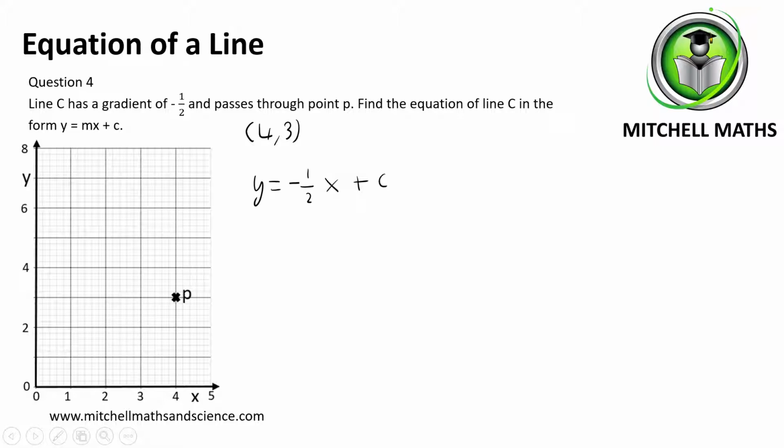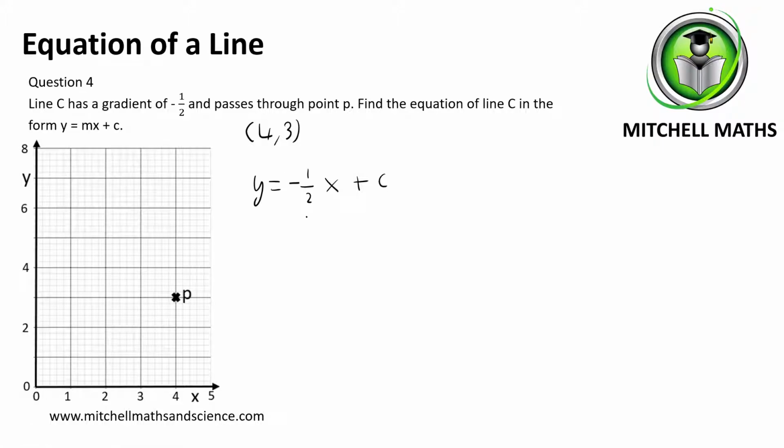I've got my gradient, but now I need to find my y-intercept. We can see that point P is definitely not the y-intercept because it's not where the line passes through the y-axis. But what point P does tell me is that on this line, when x is equal to 4, y is equal to 3. That's really helpful because I can substitute in the values 4 for x and 3 for y, and then I'll be able to work out my c value just by solving the equation.